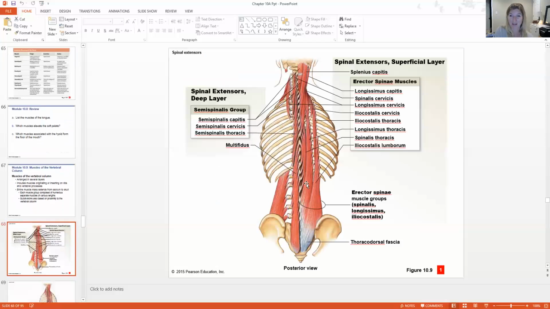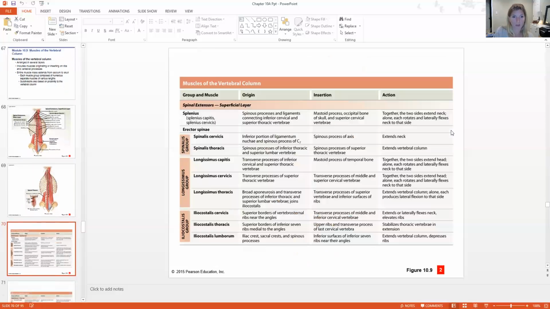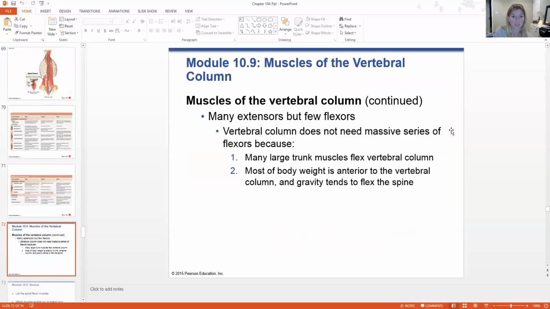I'm not going to go through and exactly list them here for you because I don't want to misspeak, but they are all on the chart, the ones that you need to know. Here's the chart in your book. Again, only a few of these you need to know.